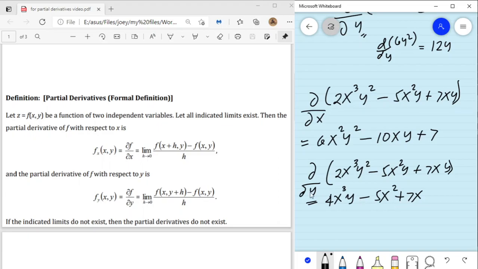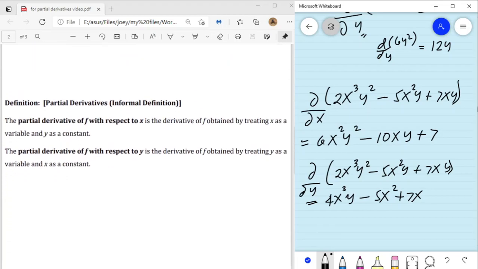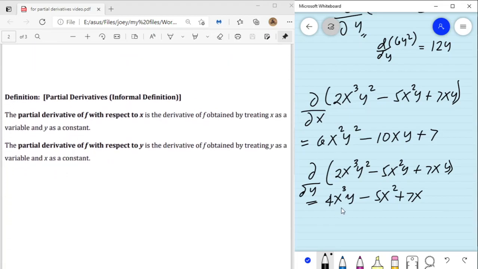Okay? And we express that as the informal definition of partial derivatives. The partial derivative of f with respect to x is the derivative of f obtained by treating x as a variable and y as a constant. The partial derivative of f with respect to y is the derivative of f obtained by treating y as a variable and x as a constant. Okay? So I hope you have understood that one.